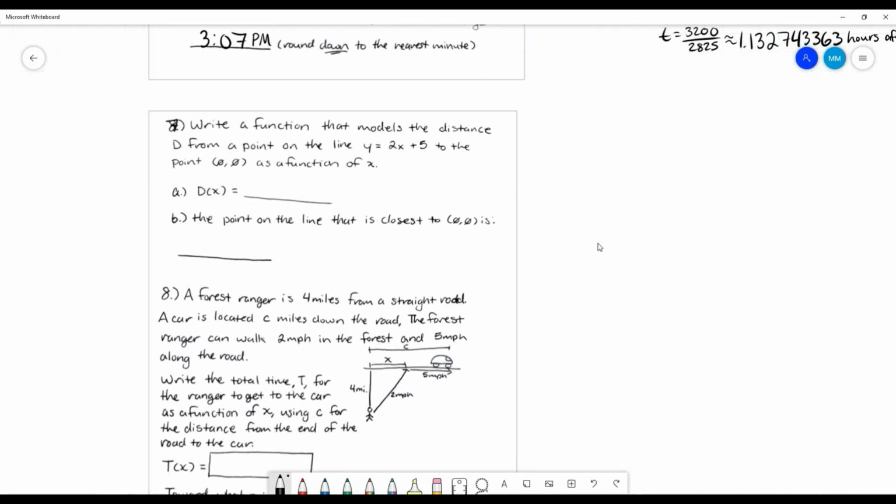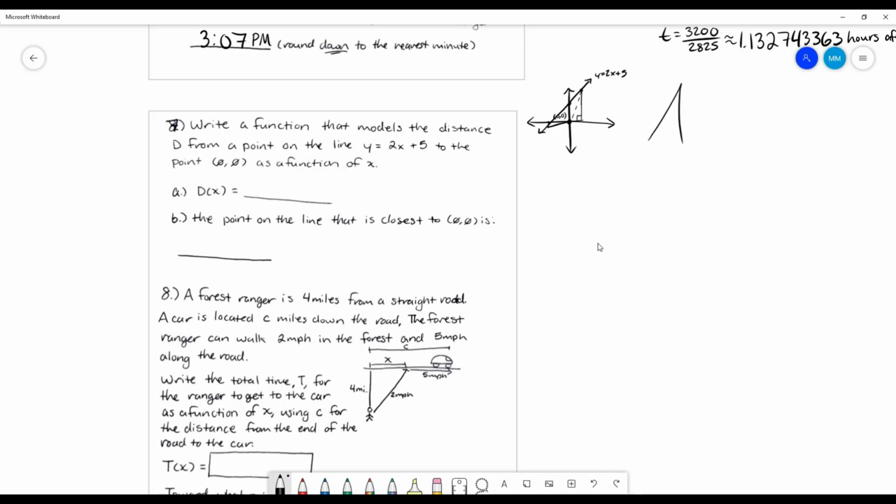Number 7 says write a function that models the distance d from a point on the line y equals 2x plus 5 to the point 0, 0 as a function of x. Okay, I'm just going to draw out a little visual of this. It's not going to be perfect. Obviously, there's 0, 0 right there. And then I've got 2x plus 5, so that looks something like that. Any distance from this given point is going to be something like that. And I can form a little triangle there, kind of with the x-axis.